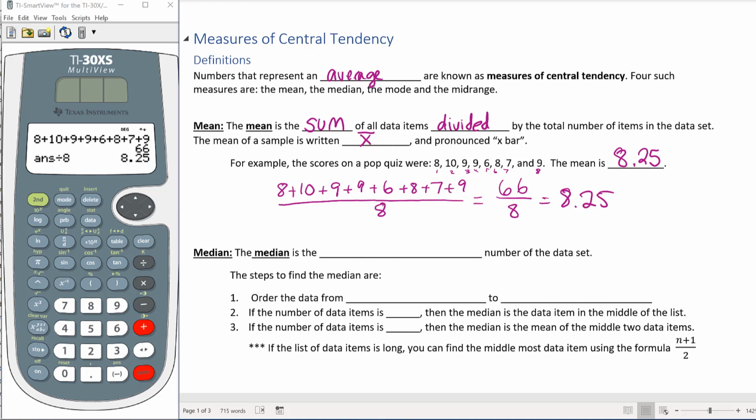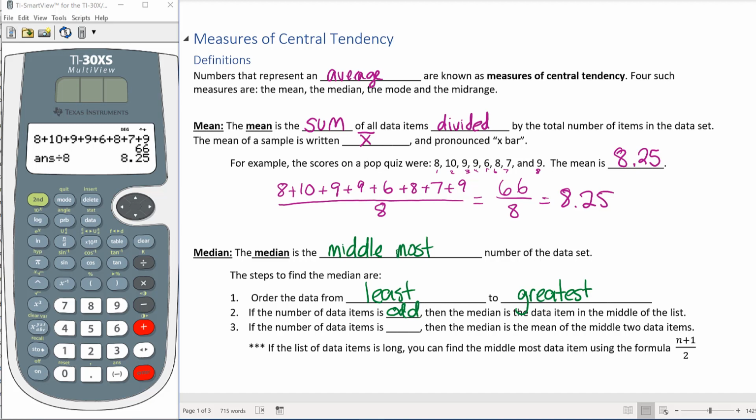Next, we're going to be talking about the median. The median is the middlemost number of the data set. The steps to find the median are: first, order the data from least to greatest. If the number of the data items is odd, then the median is simply the middlemost data of the list, because if there's an odd number, then there's an exact middle.